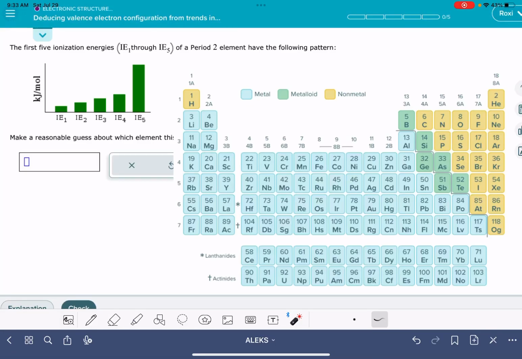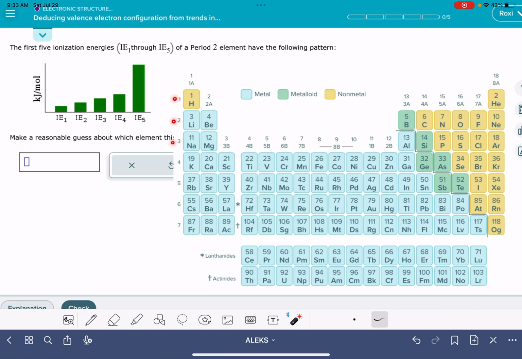In this video, I'll show you how to solve the ALEKS problem called Deducing Valence Electron Configuration from Trends in Successive Ionization Energies. This problem is going to give us two clues to help us identify a particular element. The first clue that you want to look at is the general location of the element. Mine is located in period 2.